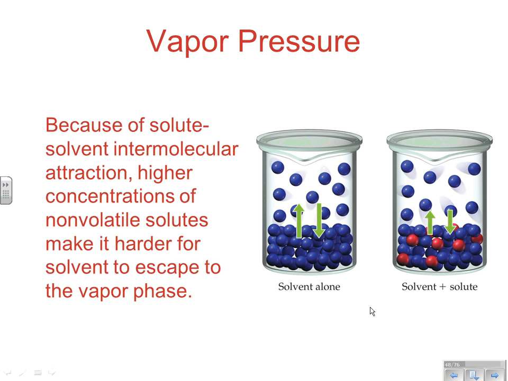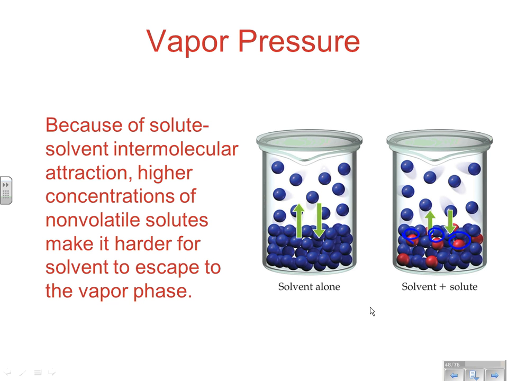Now, because of solute-solvent intermolecular force attractions, higher concentrations of non-volatile solutes, ones that stay dissolved, make it harder for the solvent particles to escape into the vapor phase. Sodium chloride dissolved in water is going to stay dissolved in the water, even at high temperatures, while the solvent would evaporate away. What these particles fundamentally do is get in the way. And the more particles you have in here, the more they impede the evaporation process.